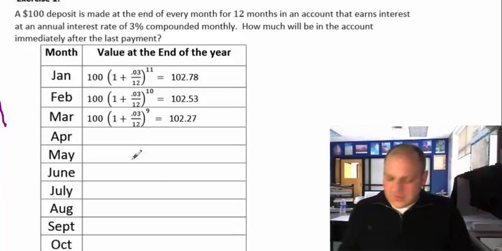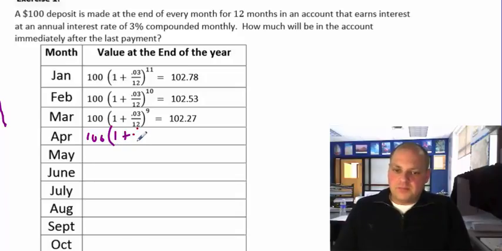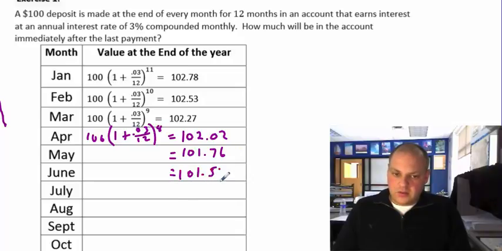All right, so I did this, and I don't want to waste a lot of time doing this. So obviously it would be 100, and I want you to fill this in after the video because I don't want to take too much video time doing this. You could kind of see the pattern, right? To the 8th. Okay, and then it's 102.02. And then the next ones are 101.76, 101.51, 101, $100.75.